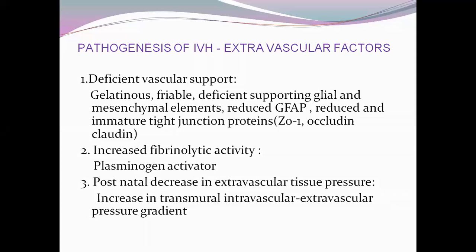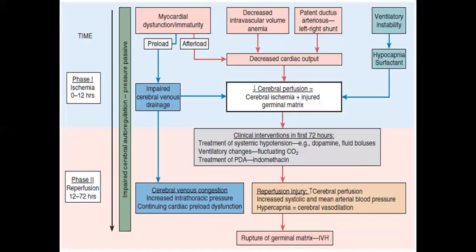And there is also increased fibrinolytic activity, wherein the immature astrocytes secrete more plasminogen, which lyses the clot, thereby making a small hemorrhage into a progressive hemorrhage. And the postnatal decrease in extravascular tissue pressure, which is physiological, also causes a transient increase in the transmural intravascular-extravascular pressure gradient, thereby leading to IVH.